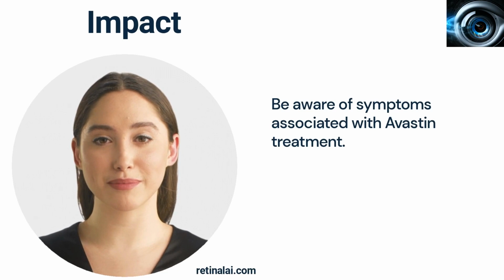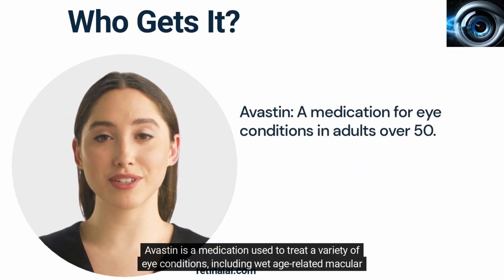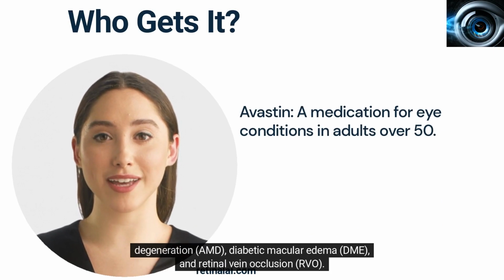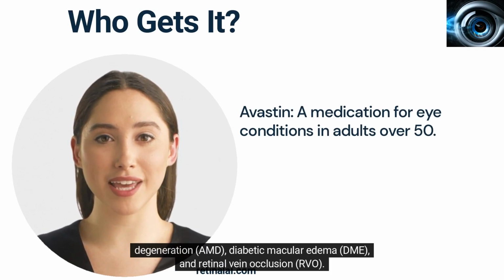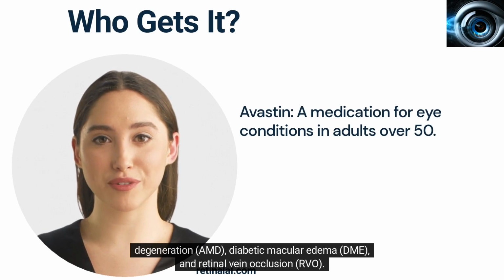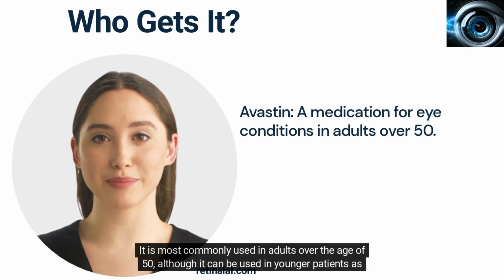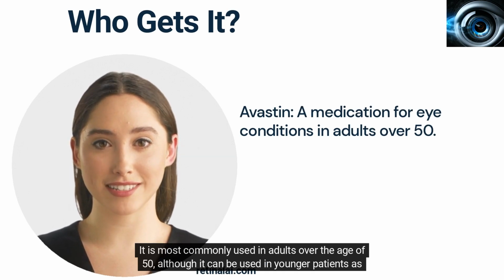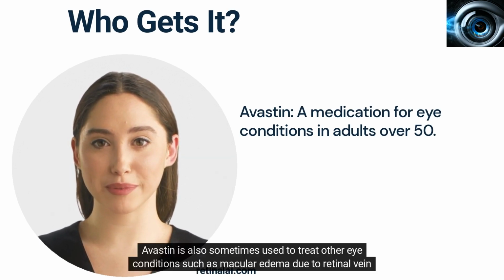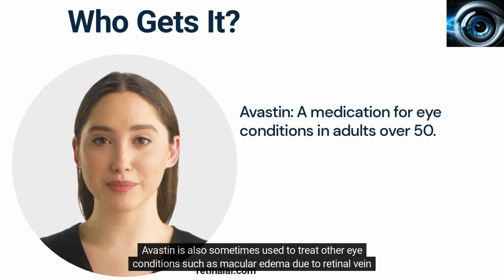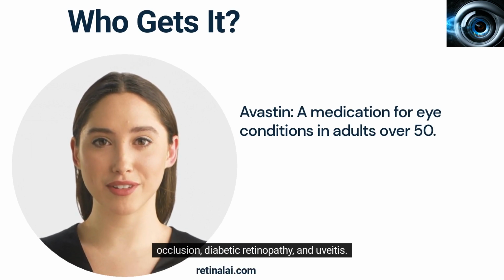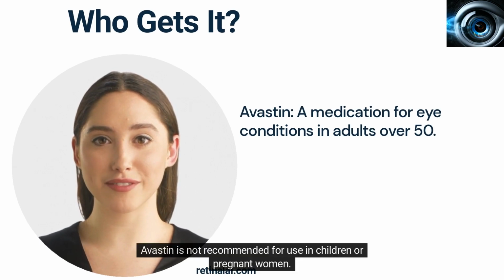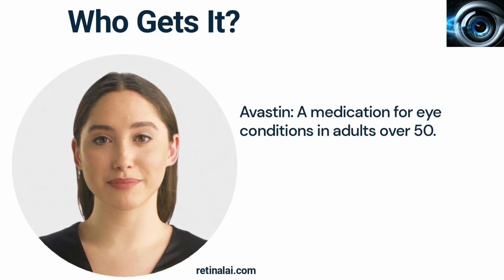Avastin is a medication used to treat a variety of eye conditions, including wet age-related macular degeneration, AMD, diabetic macular edema, DME, and retinal vein occlusion, RVO. It is most commonly used in adults over the age of 50, although it can be used in younger patients as well. Avastin is also sometimes used to treat other eye conditions, such as macular edema due to retinal vein occlusion, diabetic retinopathy, and uveitis. Avastin is not recommended for use in children or pregnant women.